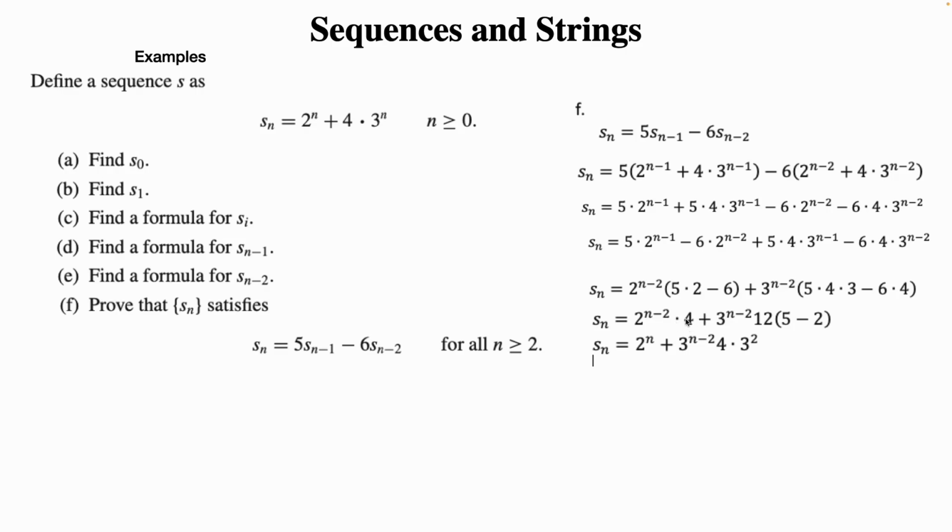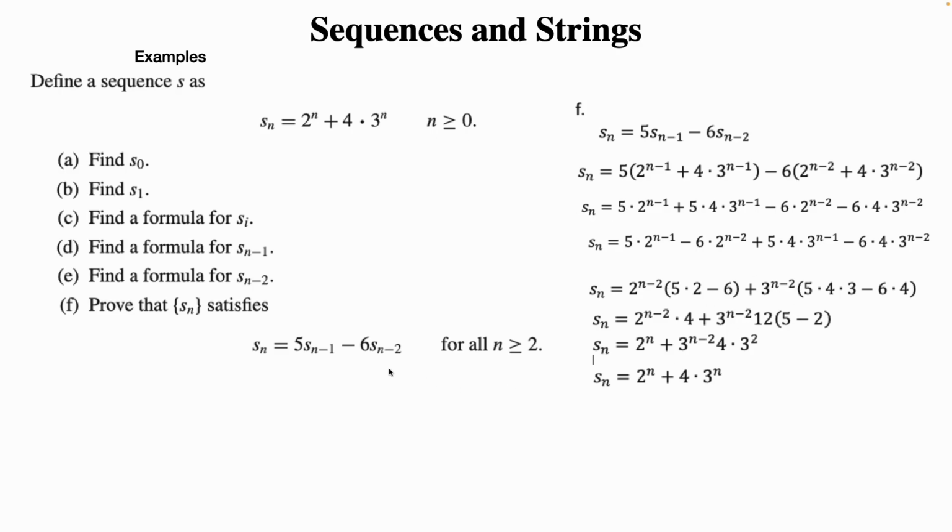So here, 4 you could write as 2 squared. So 2 squared times 2 to the n minus 2 gives you 2 to the n. This 12 you can write as 4 times 3, and then you have this extra 3 from 5 minus 2, so that's 3 squared, which means you can multiply 3 squared times 3 to the n minus 2, which will give you 3 to the n. So after all that simplification, I get the same formula right here, which means this satisfies this formula. If I take S(n-1), S(n-2), multiply by 3, and subtract 6 times S(n-2), I get that back.